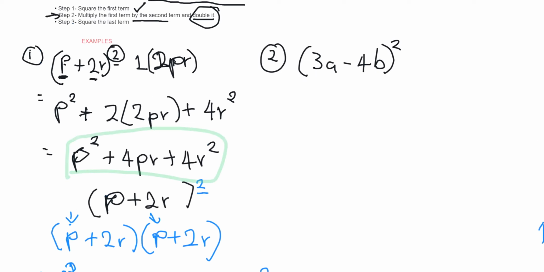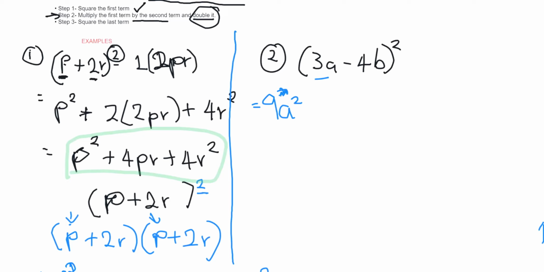Hopefully this space is going to be decent. Let me just draw my line here. Now the second one, you are given 3a subtract 4b. Now surely, now you understand our first step. Our first step said what? We square the first term. So what is going to be 3 squared? It's going to be 9a squared, not 9 squared. This is going to be 9a squared, right?